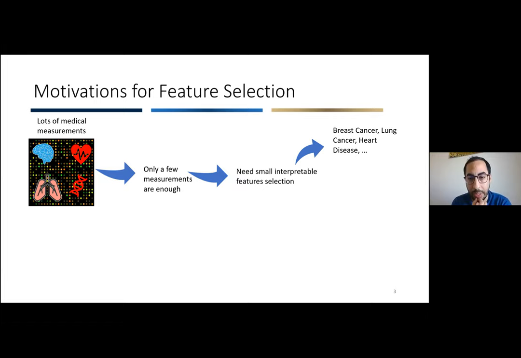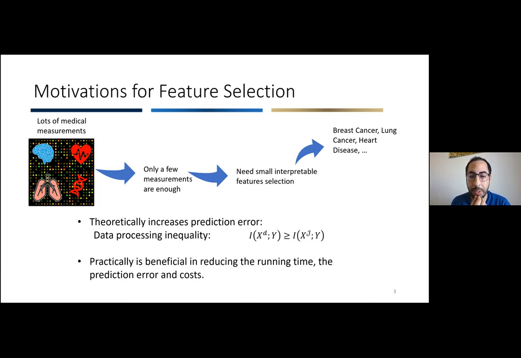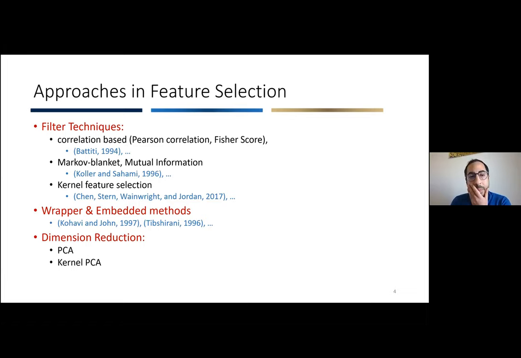And this is also important because we would like to have an interpretable notion of the data. We don't want just to do a dimension reduction where we lose track of the features. Of course, this is in contradiction with theoretical results, especially the data processing inequality, which states that we lose information if we try to remove features from the data. But practically, it has been useful in reducing the running time, in reducing the prediction error for learning algorithms, and also for medical applications, in reducing the cost. So with that motivation, there have been many works in feature selection here.